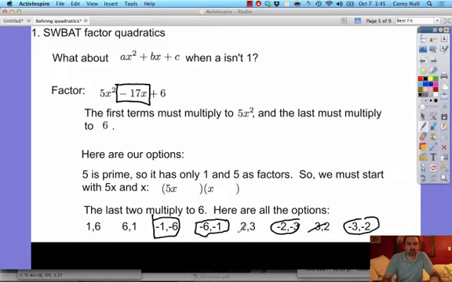Okay, these ones are out. I'm never going to be able to FOIL this out and get negative 17x in the middle with two positive numbers here and here. Okay, so that much we know. We know we have a 5x, we know we have an x, and we know that the other two numbers have to be one of these 4 options.